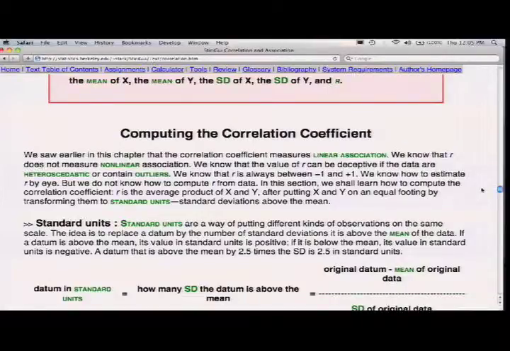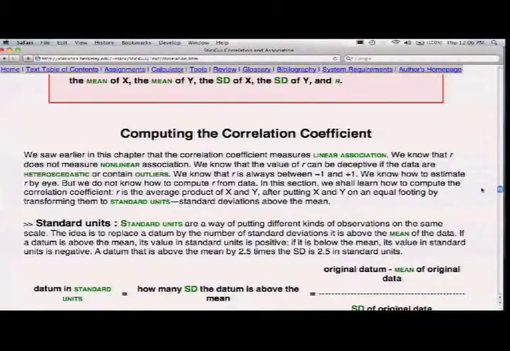So far this has all been just heuristic. We've seen that the closer the points are to falling on a straight line, the larger the correlation coefficient is. If that straight line has a positive slope, the correlation coefficient will be positive. If the straight line has a negative slope, the correlation coefficient will be negative.